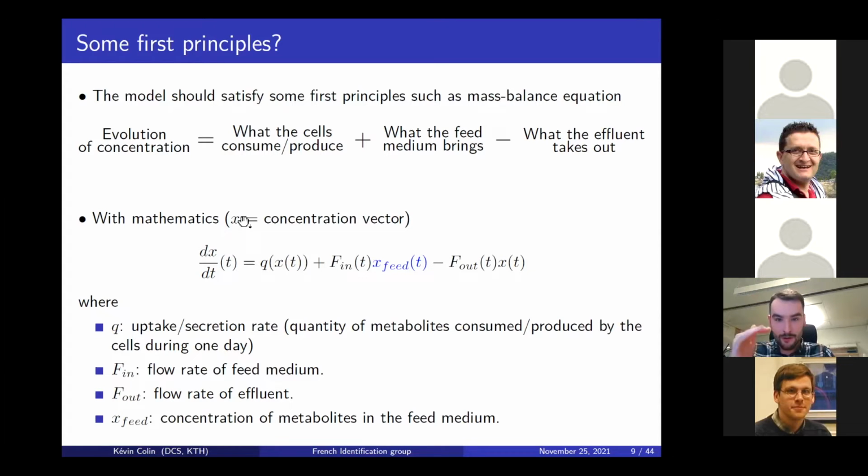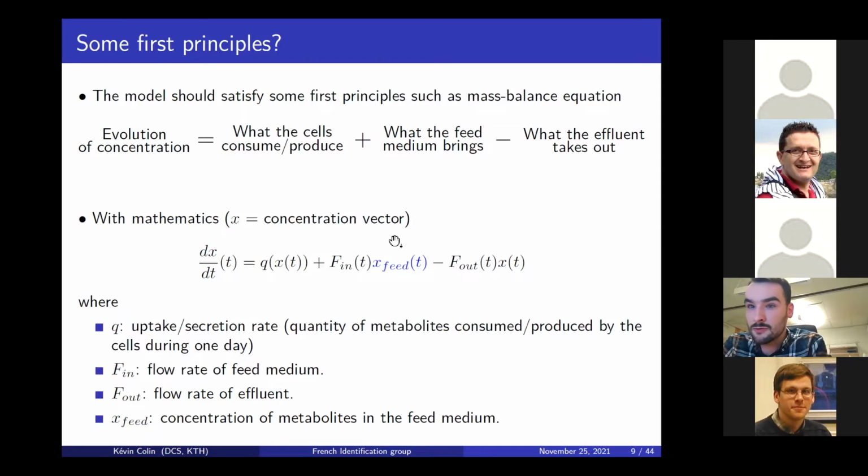So if we put some mathematics behind this by denoting by x the concentration vector, so the vector of the concentration of each metabolite in the bioreactor, then we obtain an ODE where Q is what we call the uptake secretion rate. It's the quantity of metabolites consumed or produced by the cells during 1 day. Here you have the flow rate of the feed medium. Here the flow rate of the effluent. X feed is the concentration of the metabolites in the feed medium. And it's this variable that we want to optimize in order to increase the uptake secretion rate of MAB, the monoclonal antibody. So that's basically the equation that we are going to work on.